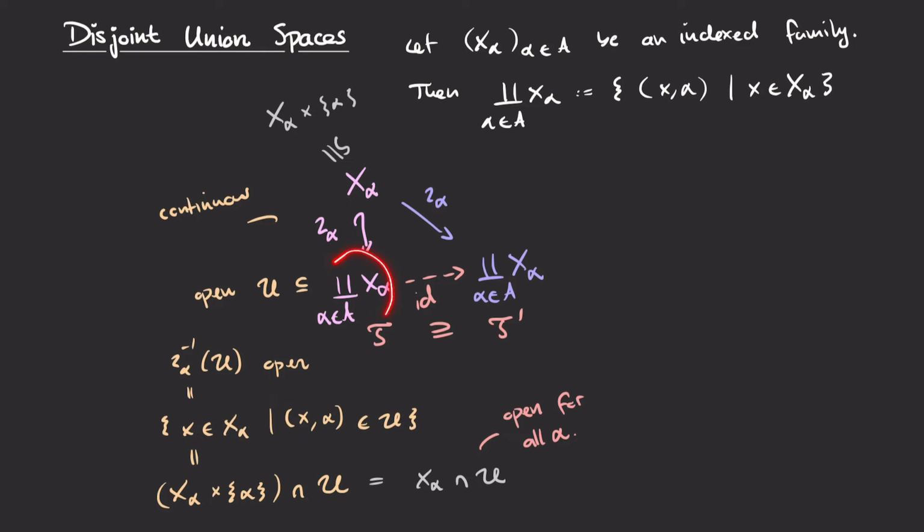Therefore, if we want the topology we put on this space to fulfill the universal property, then we need this topology to be the largest topology we can put on the disjoint union of the X alphas that still satisfies this requirement down here. And in fact, one can show that if one endows this disjoint union with the largest topology that satisfies this requirement, then it will satisfy the universal property for the disjoint union.